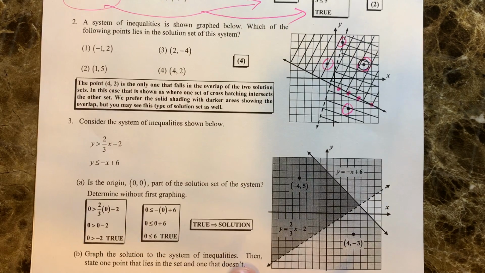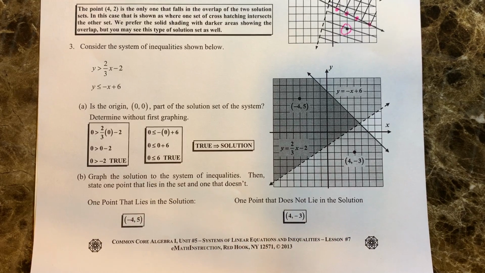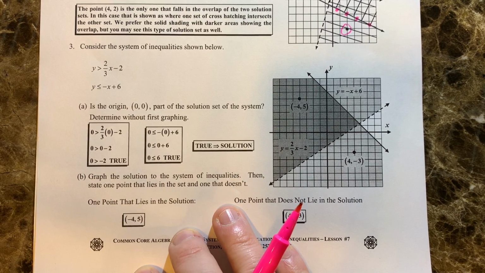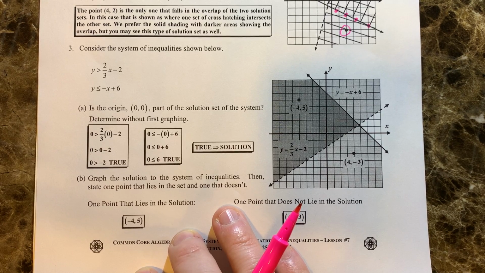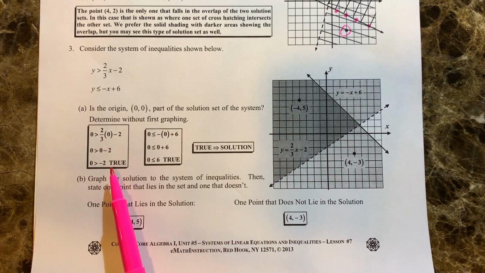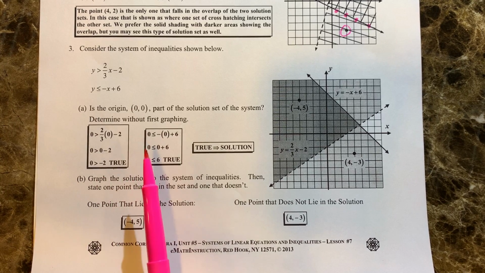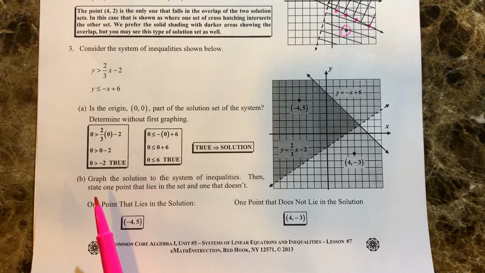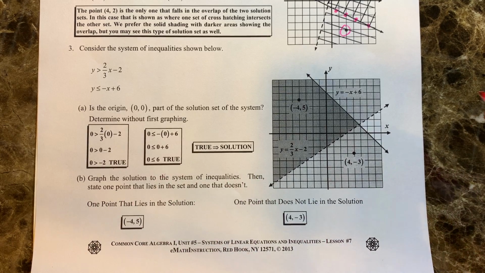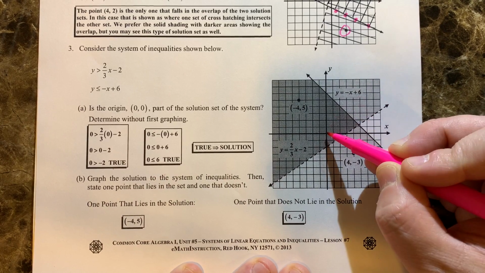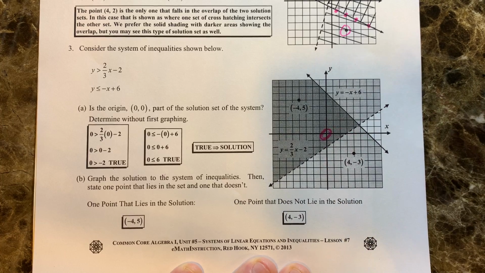Question number 3 was a multi-part question. A asked you if 0, 0 was in this solution set for the system of inequalities. That is very similar to question number 1 that we just went over. You substitute it into both equations and it's true. So yes, 0, 0 is part of the solution set. For part B, if you graphed it and did your shading, you also would have noticed that the origin ended up being in the double shaded area.